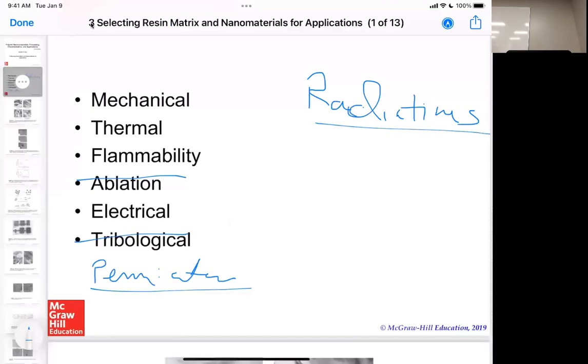But electrical, I've done a whole bunch of stuff on. Permeation, I've done a whole bunch of stuff on. Mechanical, and I'm doing flammability now, actually, as part of my system. I will look up radiation. I'm not sure. And then you were going to do special concrete.